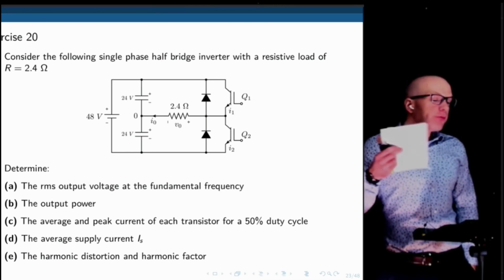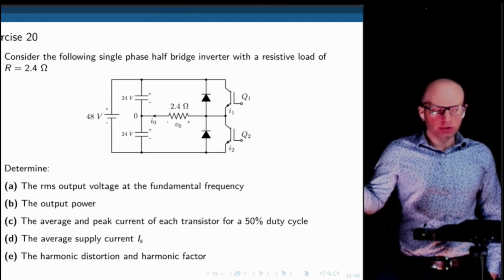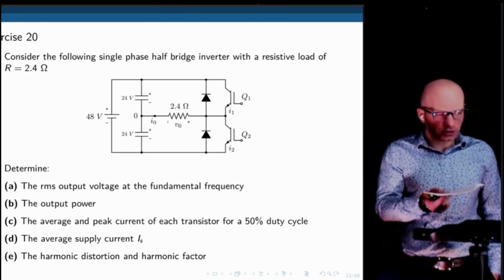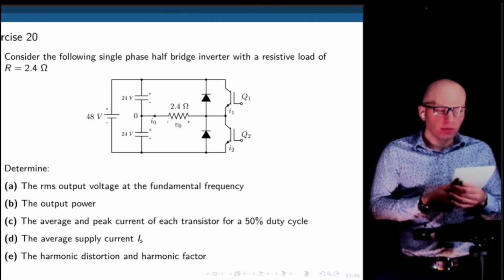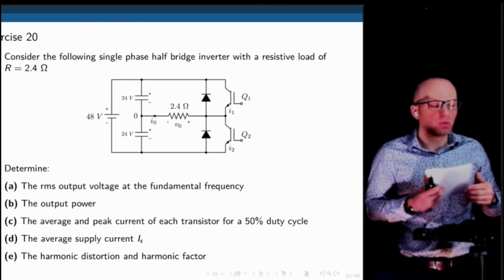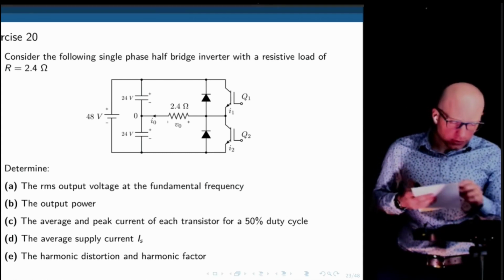But if we now want to increase the voltage from a DC power source to something higher, then yes, you need a booster converter first that delivers, let's say, this 48 volts that you see here, and then we do PWM, duty cycle modulation, in Q1 and Q2. All right, so let's do this one.